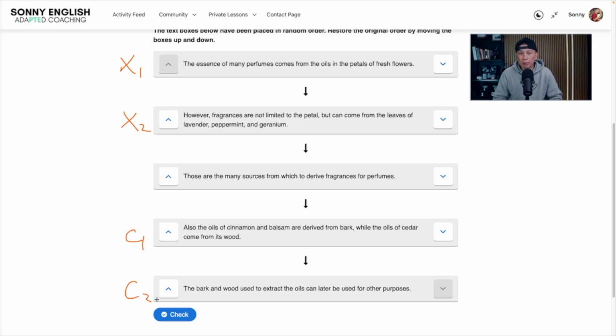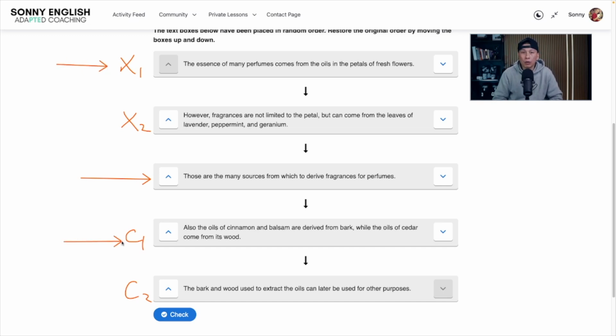X1, X2 creates a pair, that's 1 point. C1, C2 creates a pair, that's another point. So we know this one cannot be number 1. How about the others? We're only going to look at the 1s. We can't look at the 2s. Why not? Because 2s are 2s. It can't go first. So the other option is X1 and C1.